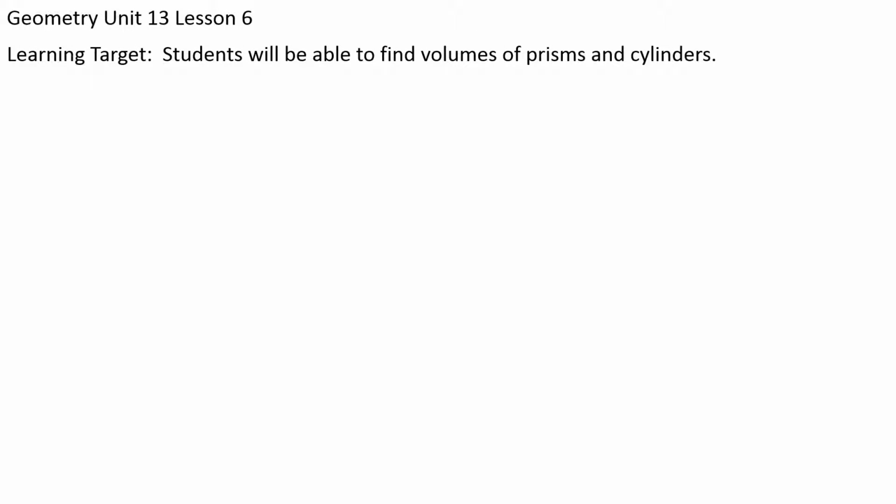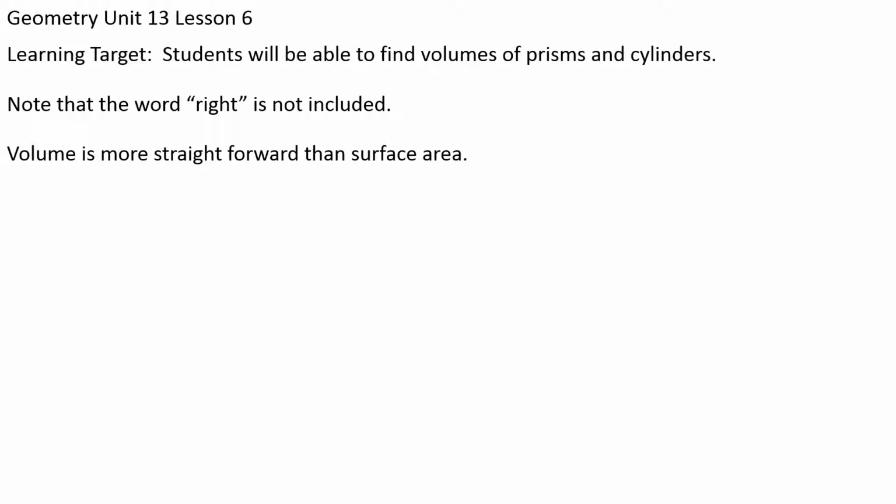Hey, lesson number 6, and we are finally doing something besides surface area. We're actually moving on to volume, and we'll be looking at the volumes of prisms and cylinders. Notice that the word right is not included. They do not have to be a right prism. They do not have to be a right cylinder.